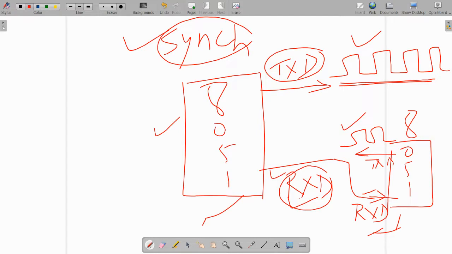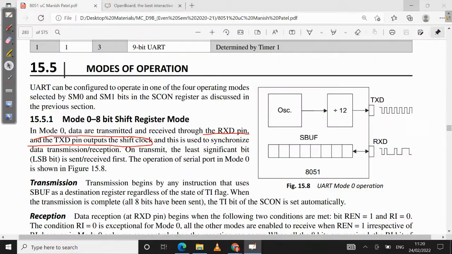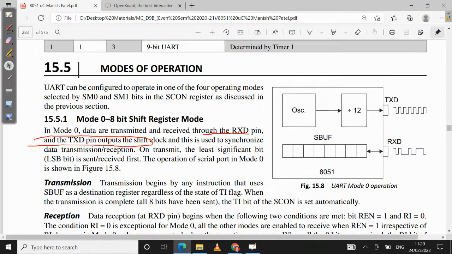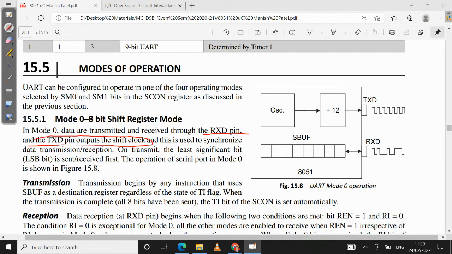So what I meant to say is that the data will be transmitted from RxD, and the synchronization or the clock frequency will be achieved through the TXD. So this is RxD, where you will be able to transmit the data and receive the data, and TXD is used for the generation of the clock. That is the meaning of this. The TXD pin outputs the shift clock, and this is used to synchronize the data transmission and reception.